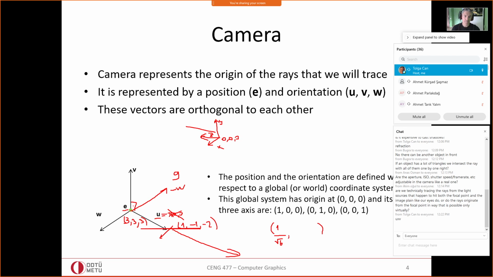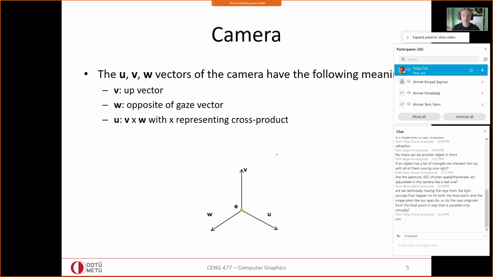So if you divide all these coordinates by square root of 6, you have the same u vector in the same direction, but this time its length is 1. We call such vectors normalized vectors. So yeah, this is what I told you. If you cross product u with v, you will get the w vector, or you can also get u by cross producting v with w. If you cross product v with w, you get the u vector. So if any two of those vectors are given to you, you will be able to find the other.